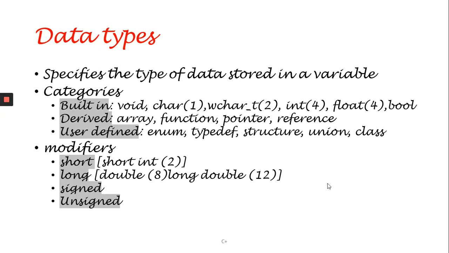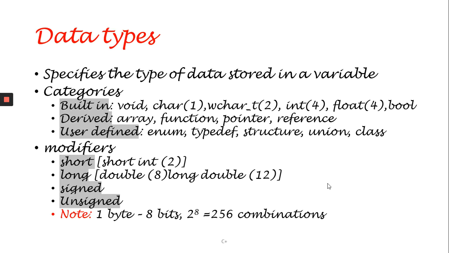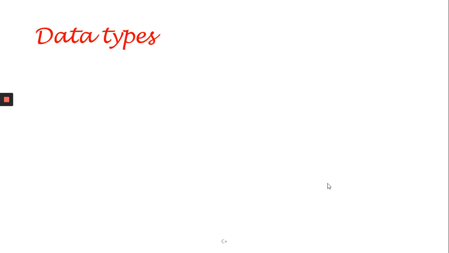Then there are two more modifiers, signed and unsigned. When it is signed int, we can store plus or minus. When it is unsigned int, we cannot store the sign of the number. So that is about the data types. As you all know, 1 byte is 8 bits. That means in 1 byte you can store 256 combinations of ones and zeros.